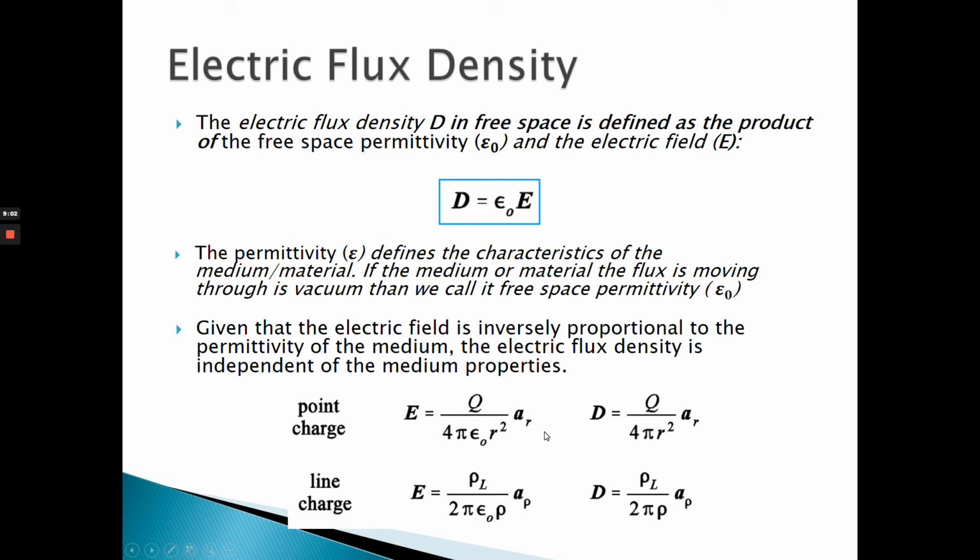I'm repeating again, there is no difference between them but the epsilon naught. So if you multiply E with epsilon naught, you will get D. It means if you know E, you multiply with epsilon naught, you directly get your electric flux density. I have put some text here for you to understand. Later you read, and then possibly you will understand this one.